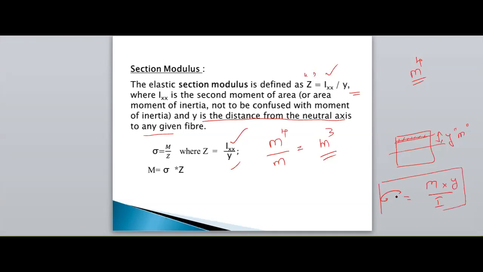Previously, the equation we derived was bending stress is equal to M into y by I. Now y is removed and placed at this position. Therefore, I can write it as M by Z. Stress is equal to M by Z. So M is equal to stress into Z, where Z is section modulus.